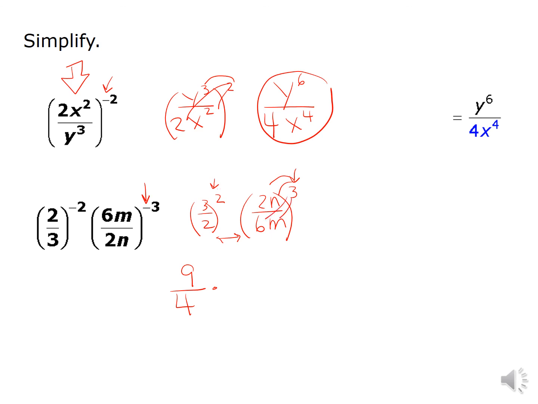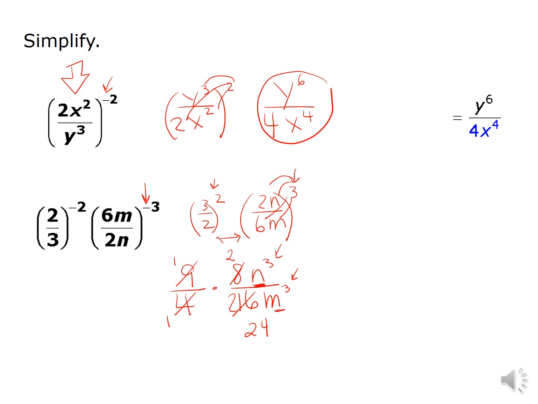to every single piece. 2 cubed is 8, n cubed, and then 6 cubed is 216, over m cubed. Okay, so now I can simplify. So I know that 9 goes into here once, and it goes into here 24 times. 4 goes into itself once, and it goes into 8 2 times. You cannot cancel anything here because they have different bases.